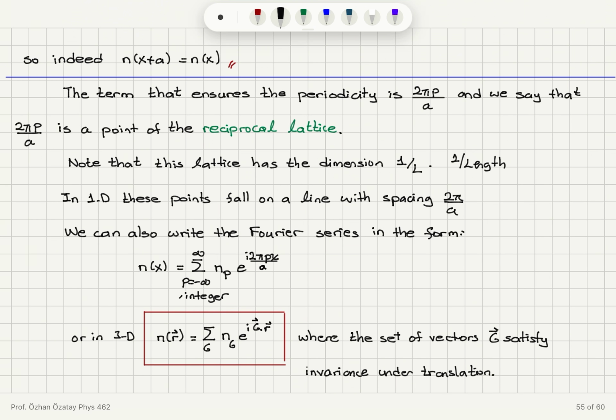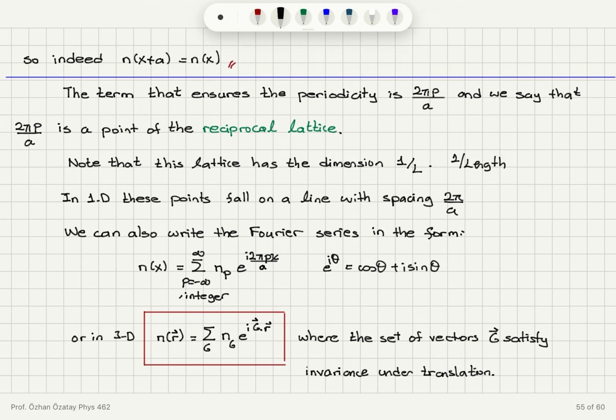And we can also write this Fourier series in the form, instead of using sines and cosines, using Euler's theorem. It can be written as an infinite sum from minus infinity to plus infinity over the integers p, with modified coefficients n_p, times e to the i 2 pi p x over a. And remember that e to the i theta is cosine theta plus i sine theta. This is Euler's formula. So we can use this because it's also a sum of cosines and sines. It can be written in this form.